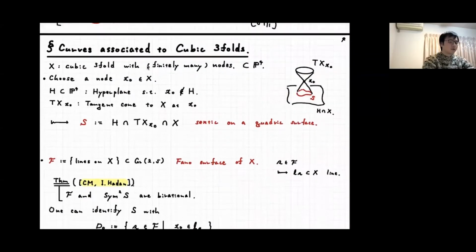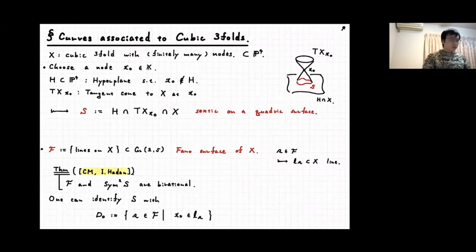Okay, so I want to start the actual talk. I want to start from introducing what S, delta and delta prime are, which are associated to a given cubic threefold, or even a cubic threefold with nodes. So here, as a general situation, let X be a cubic threefold with finitely many nodes in P4.